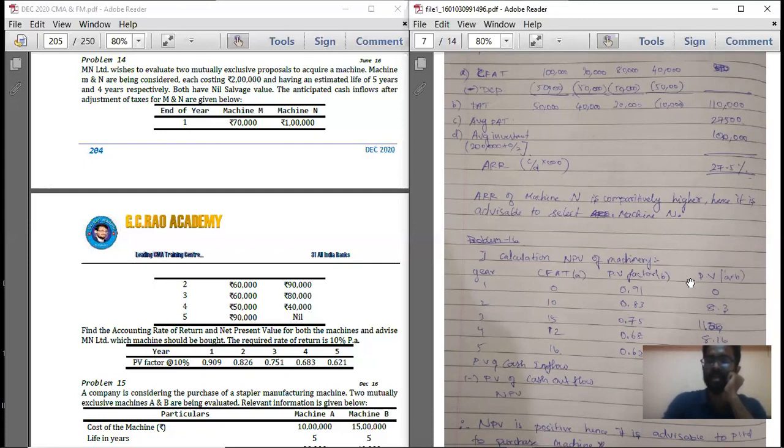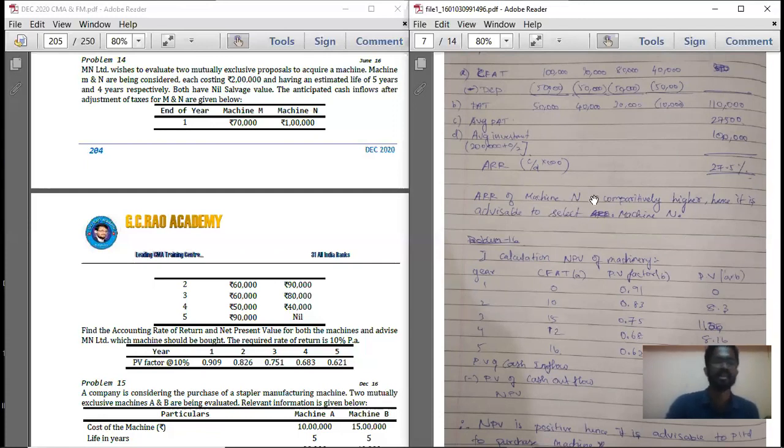Here for machine N the ARR is 13.75 and for machine M the ARR is 13. So comparatively the ARR of machine N is higher. Below that, record the comment: ARR of machine N is comparatively higher. Hence it is advisable to select machine N.